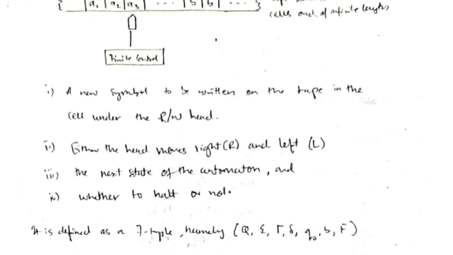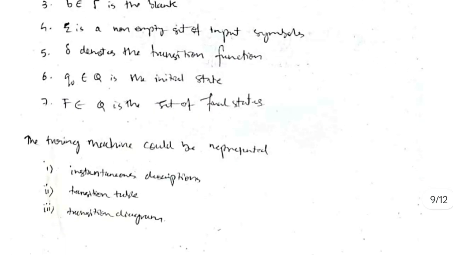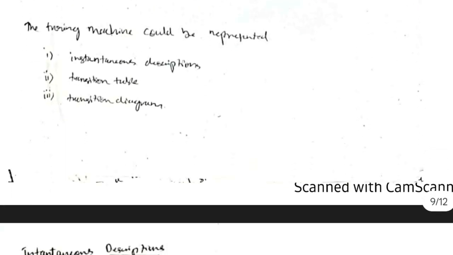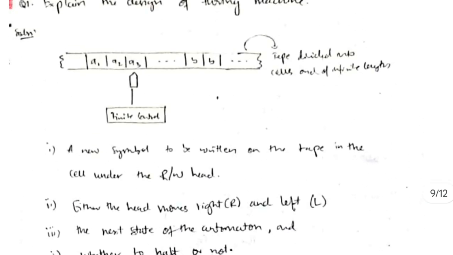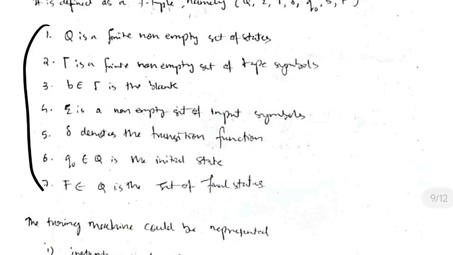You have to write this diagram and write the rules, and after that you have to define these 7 tuples. You can go through it, and then you have to do the Turing machine's representation. This is the third thing. So 3 things you have to do. First, make the diagram and explain what these things are. Then define it using the 7 tuples, and finally say how it can be represented.